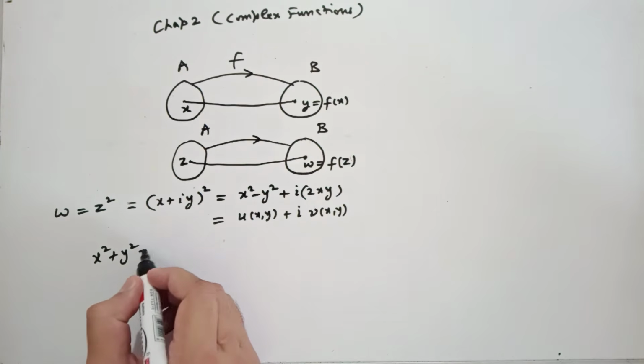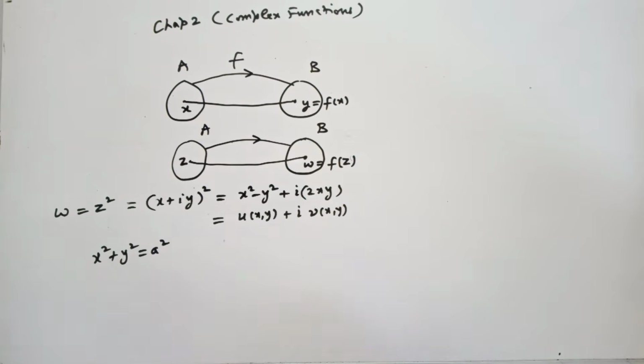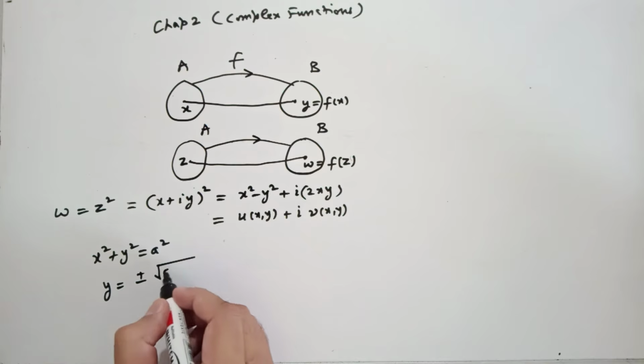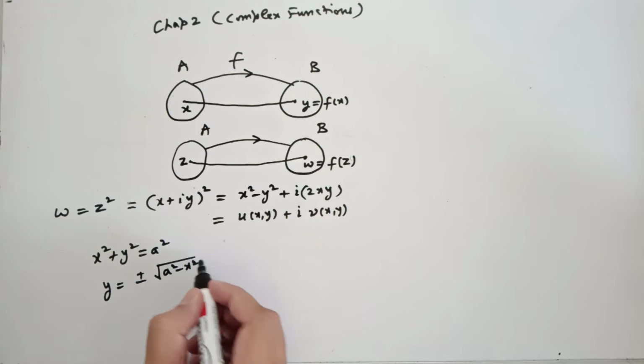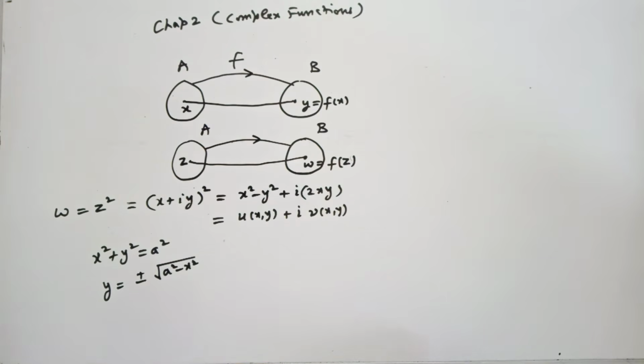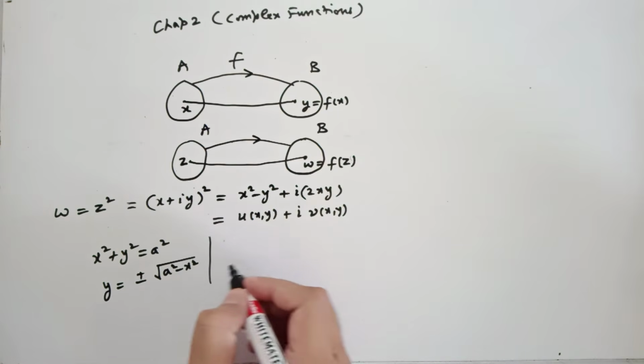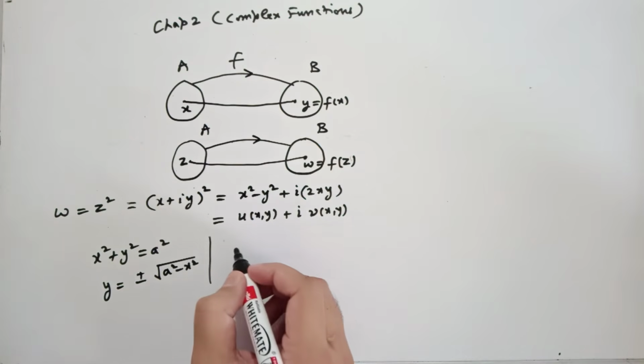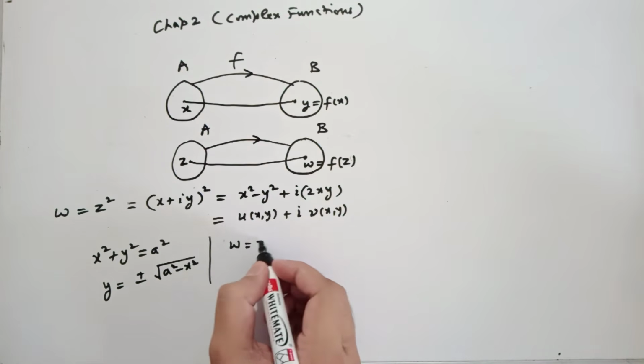x square plus y square equal to a square. This represents a real function. How? y equal to plus minus square root of a square minus x square. This is a real double valued function. In the case of complex, also there are multiple valued functions. See this example.